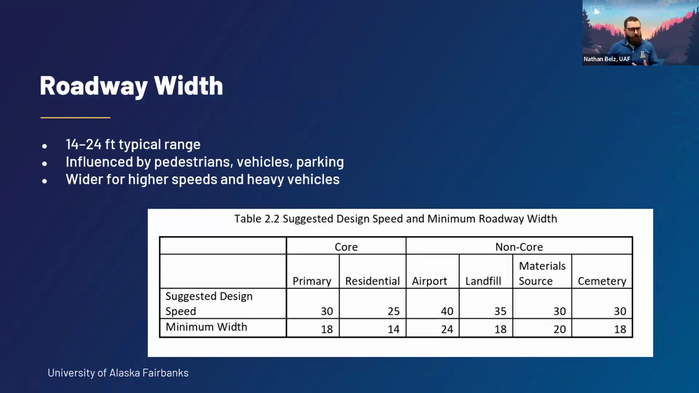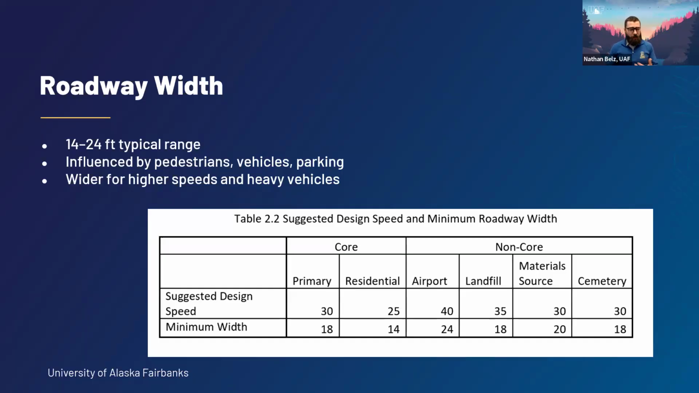In terms of roadway widths, like I just mentioned previously, it's going to be driven primarily by the suggested design speed. So we're looking at 14 to 24 feet as the typical range. One should consider a few different factors in determining the roadway width. Like I said, first and foremost, the design speed. So obviously a higher design speed, or having multiple uses, pedestrians present, or the need for parking, that's going to necessitate a wider road. If you have large trucks or equipment, those require more width.